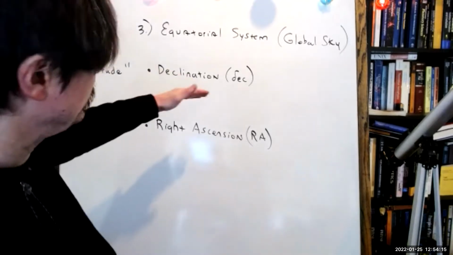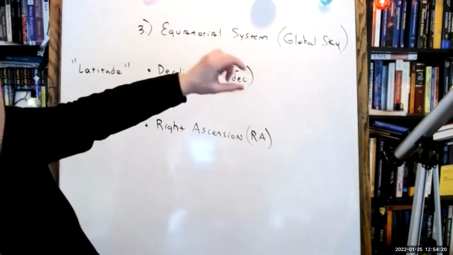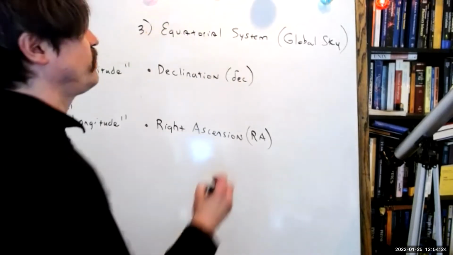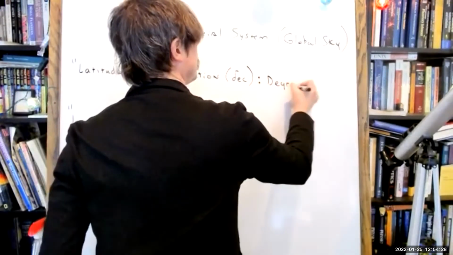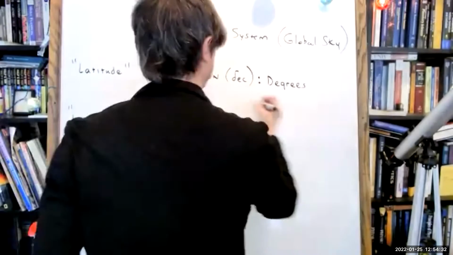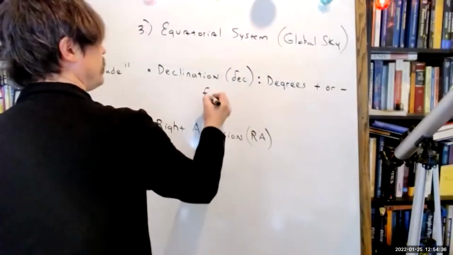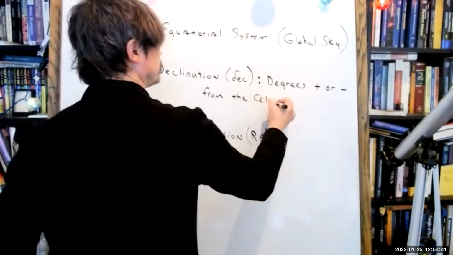Declination is going to be defined exactly like latitude from the celestial equator, but we don't use north and south. By convention, we use positive or negative. So we could define it simply as the degrees, positive or negative, of a star from the celestial equator.